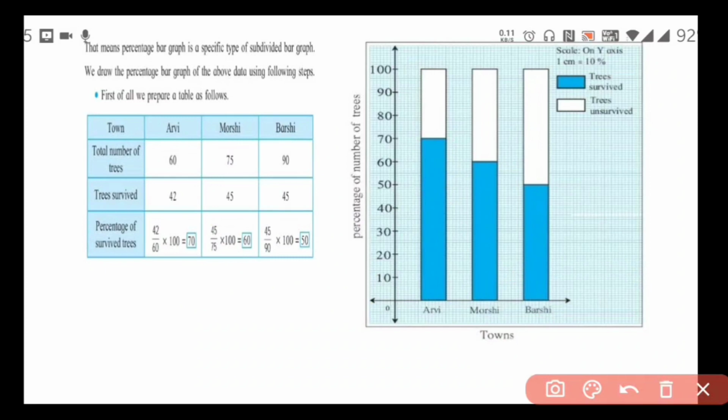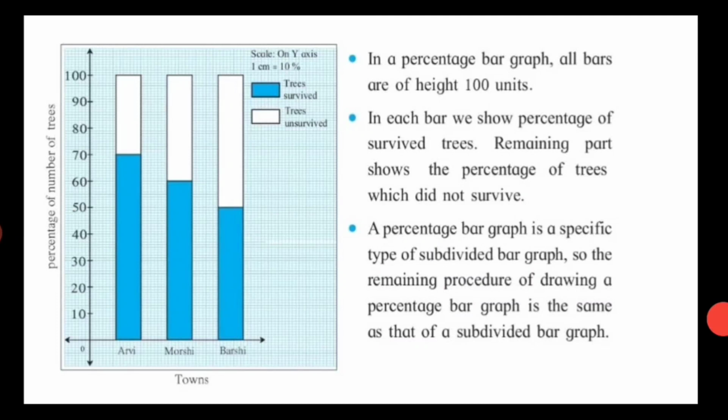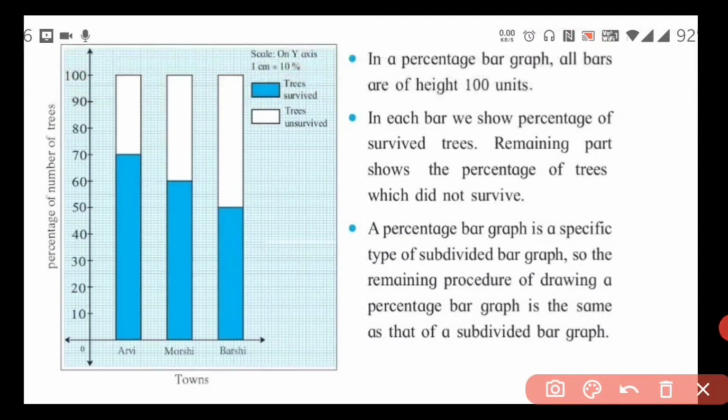So what are the steps which we have seen in this percentage bar graph? Let us see. In a percentage bar graph, all bars are of height 100 units. Okay, so this is the most important point. All bars are of height 100 units. In each bar we show the percentage of survived trees. The remaining part shows the percentage of trees which did not survive. So this blue part is for the percentage of the trees which survived, and the upper blank part is for the percentage of trees which did not survive.